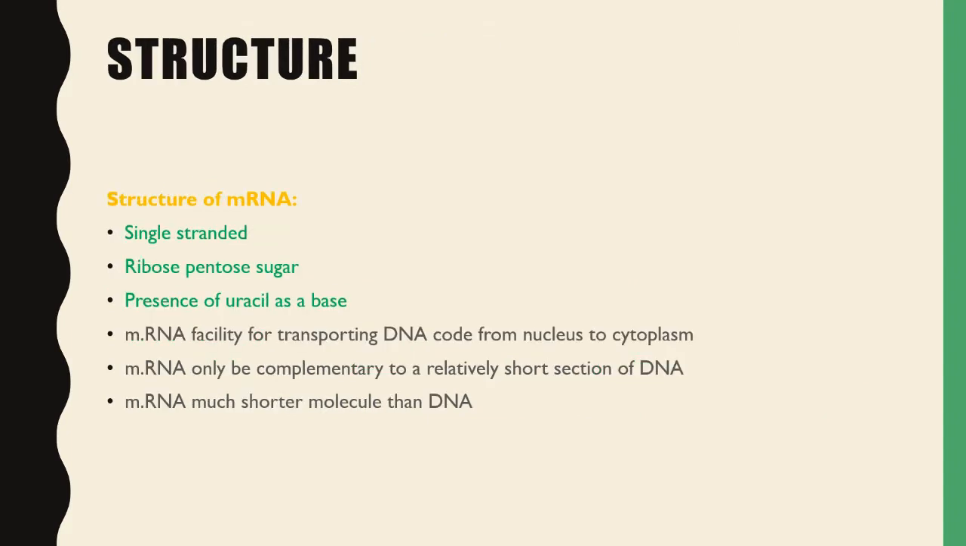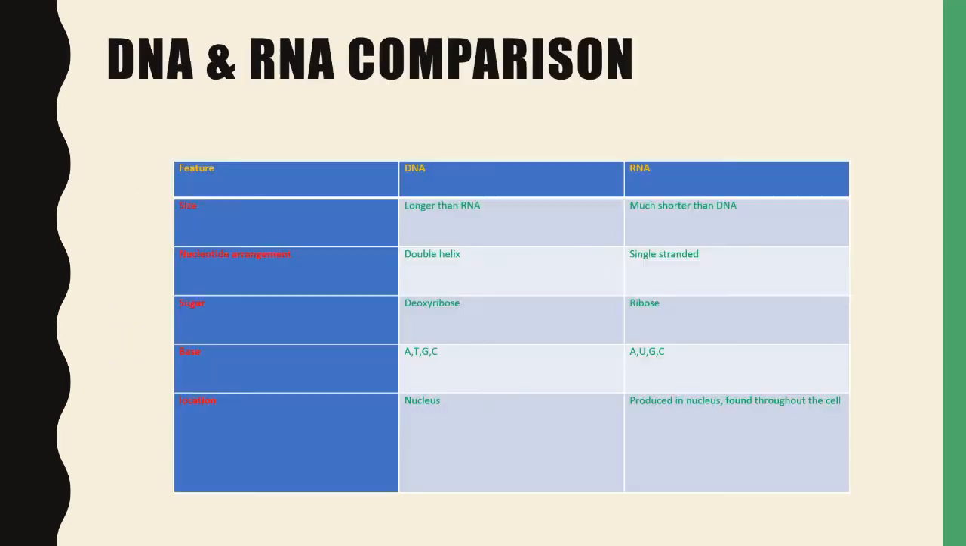On to the structure of mRNA, just a little bit of background. mRNA is single-stranded. It has a ribose pentose sugar. It has uracil as a base instead of thymine. mRNA is also the means of transporting the DNA code from the nucleus to the cytoplasm. It is only complementary to a relatively short section of DNA, and it is much shorter than DNA as well.